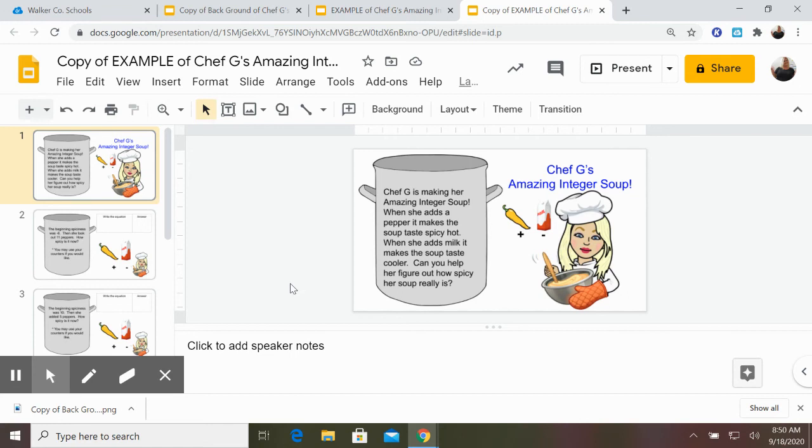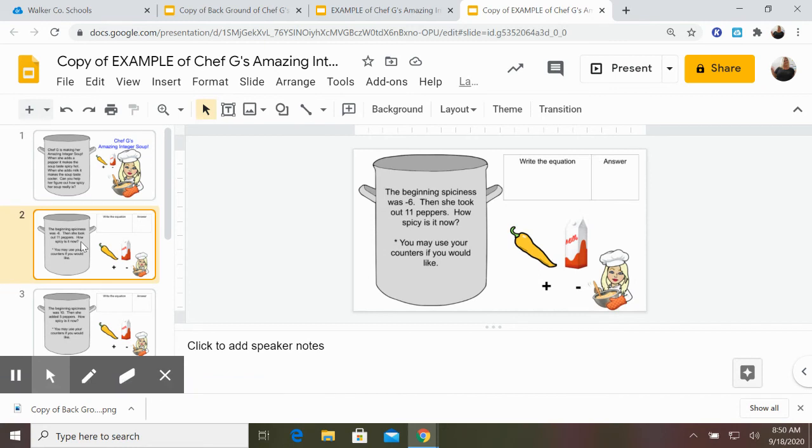Okay. So for the people at home, this is how you'll play Chef G's Amazing Integer Soup. So Chef G is making her amazing integer soup. When she adds a pepper, it makes the soup taste spicy hot. And when she adds milk, it makes the soup taste cooler. Can you help her figure out how spicy her soup really is?